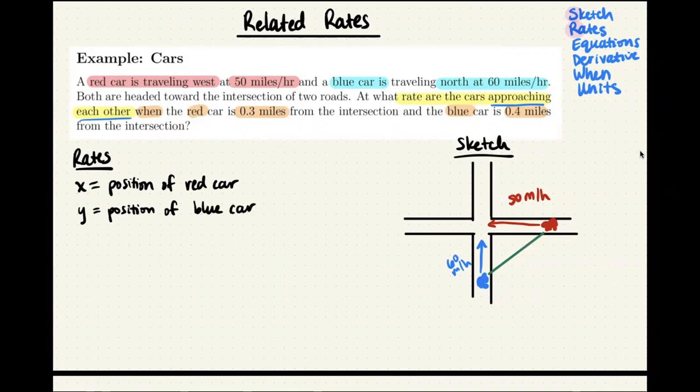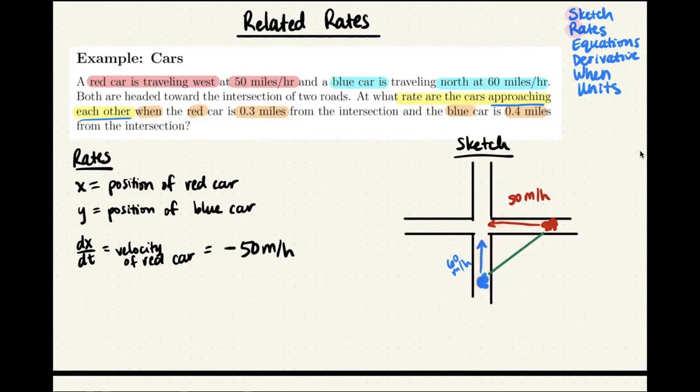Okay. And I know the velocities of these cars. I know that dx dt, that's the velocity of the red car. I know the red car is going 50 miles per hour, but the cars are getting closer to each other. So the distance between them is getting smaller.